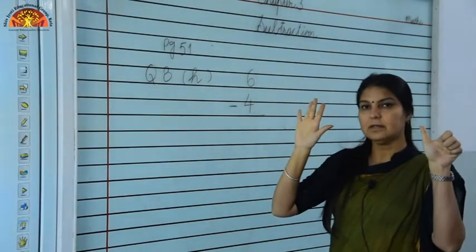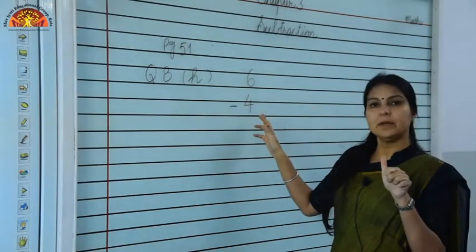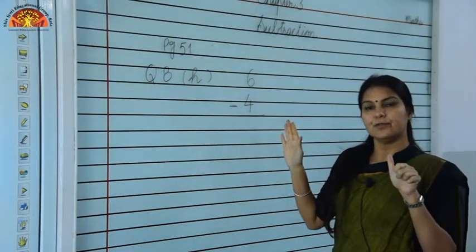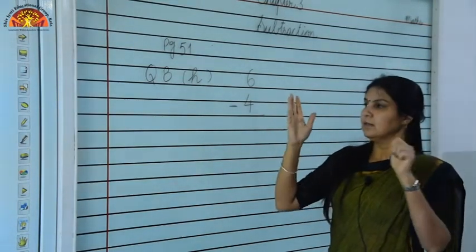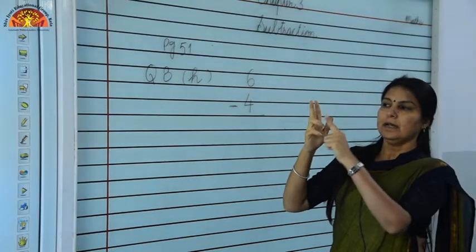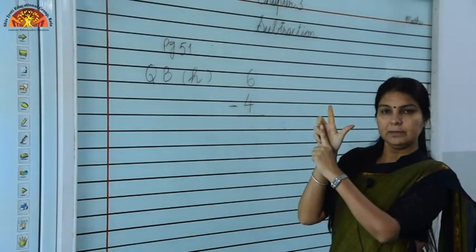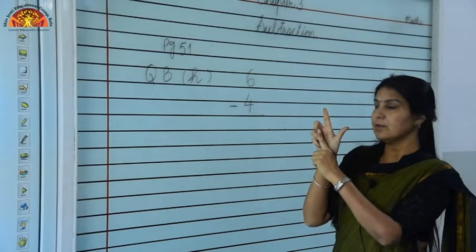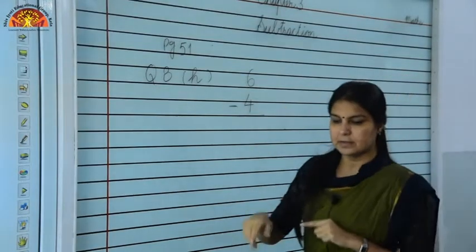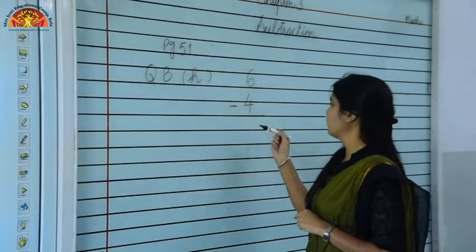These are 6 fingers. Now children, here the smaller number is 4. So we will start folding 4 fingers: 1, 2, 3 and 4. Now how many are remaining? 2 fingers are remaining. So the difference between 6 and 4 is 2.